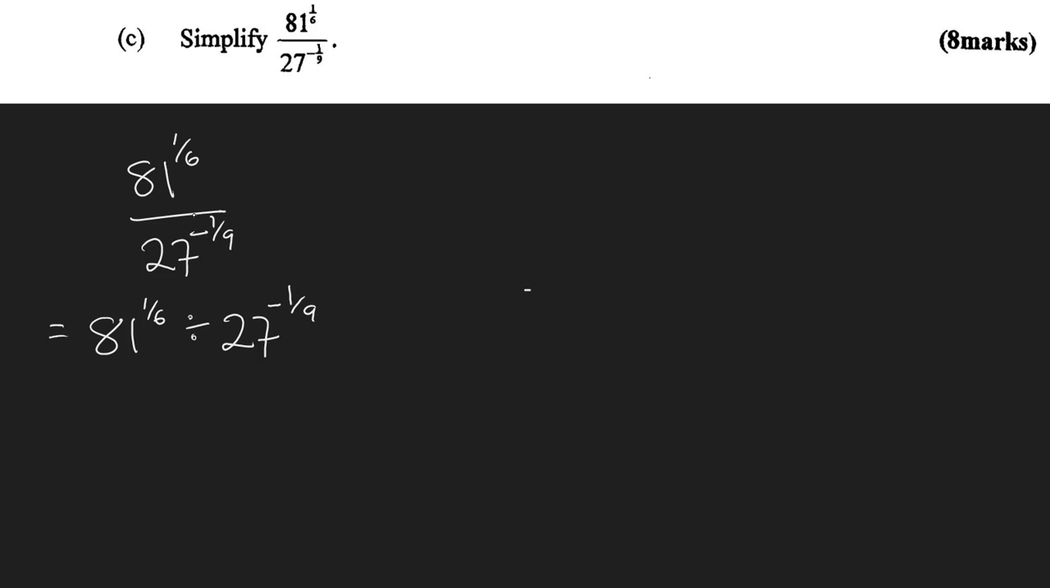Now, remember the law of indices that says when you have x to the power of minus a, it's the same thing as 1 over x to the power of a. This is the law of reciprocal, right? A negative power will turn to a reciprocal. So that means we can change this into the same form. With this, we'll have 81 to the power of 1 over 6, then divide by 1 over 27 to the power of 1 over 9. This minus I have turned to 1 over.